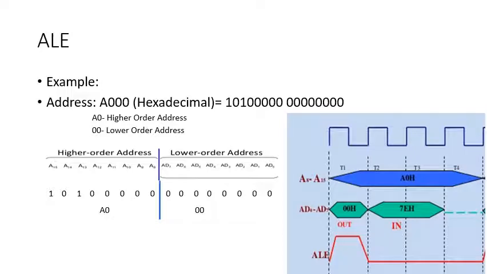Thus, ALE equal to 1 makes the address latched, that is latch enable, and ALE equal to 0 makes the address bus disabled, but makes the data bus enabled. In this sense, this 8-bit bus better should be called a data bus. Let us see how this is happening.